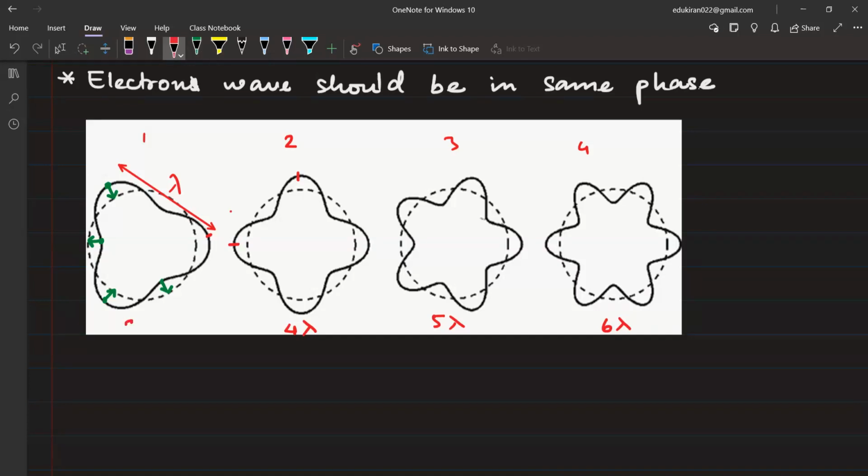So what I can also write, and this lambda is what? If you see, this is completely 1 lambda, 2 lambda, 3 lambda. So I can also write this circumference 2 pi r is equal to 3 lambda. Yes or no? Now for this second structure, whatever the radius be, radius can increase or decrease, it will be equal to 4 lambda. And here the circumference will be equal to 5 lambda. And here the circumference will be equal to 6 lambda.